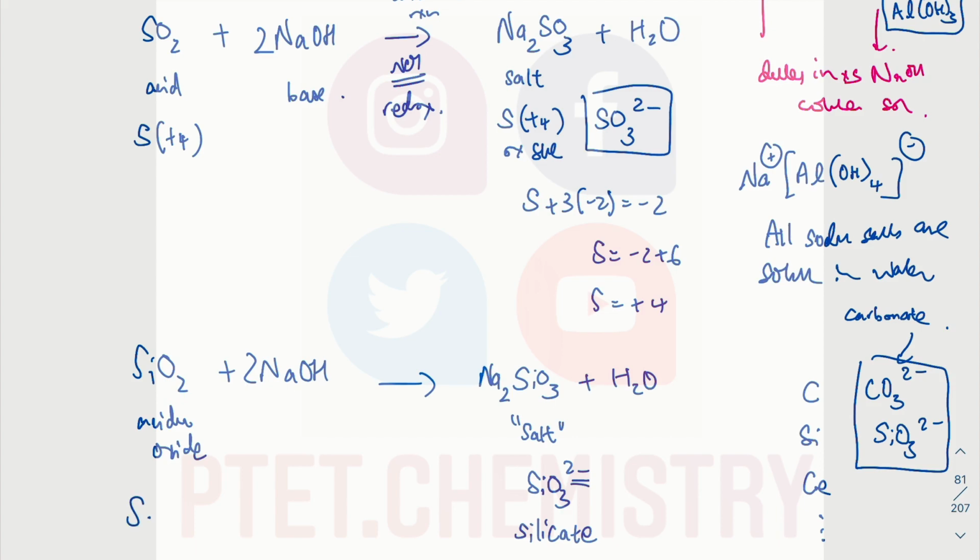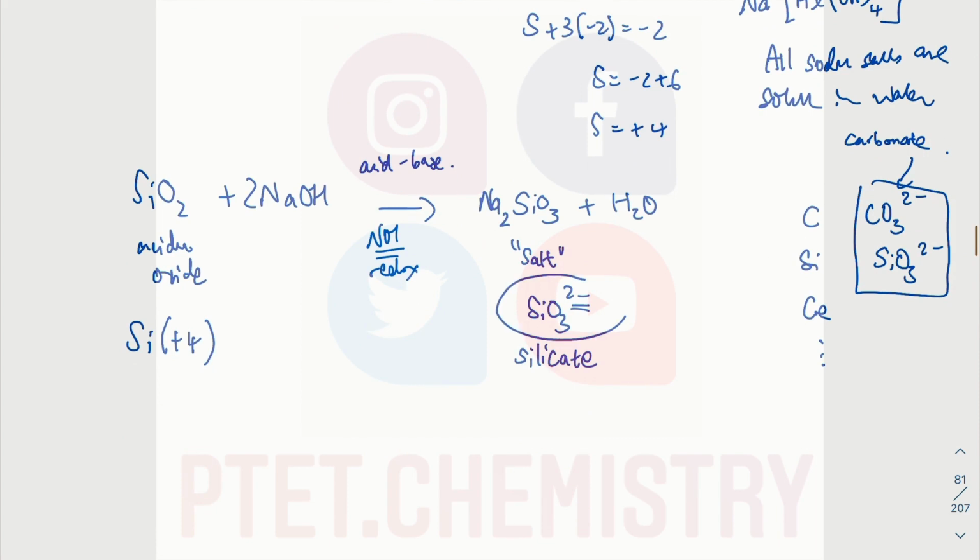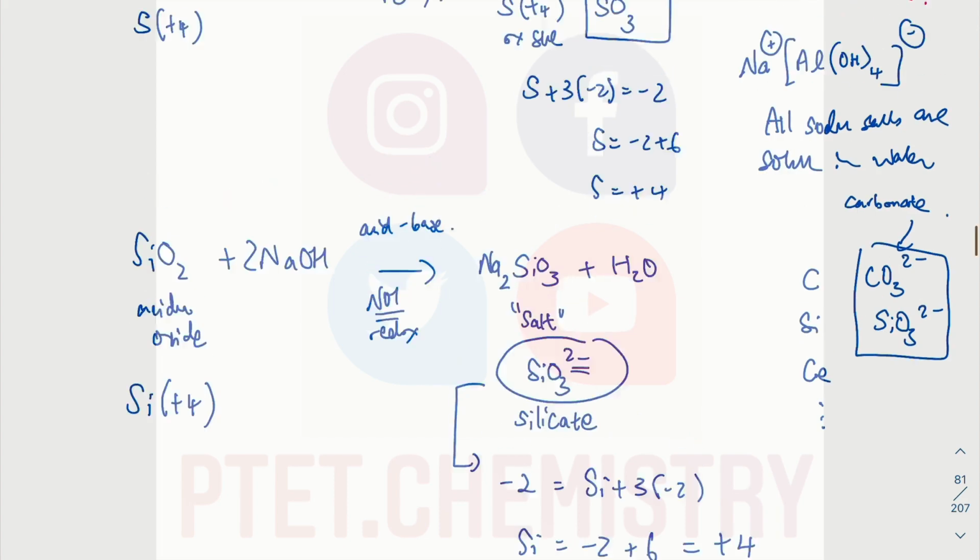And again, you can see this is an acid-base reaction. It's a neutralization. It is not a redox. This is silicon plus 4 because the oxygen is minus 2. I hope you can appreciate in Na2SiO3, I can look at the ion or I can look at the whole molecule. If I look at the ion, the overall oxidation state is minus 2. I have 3 oxygen, which is minus 2 there. So that's going to give me plus 4. There's no change in the oxidation number. This is not a redox. This is simply an acid-base reaction.